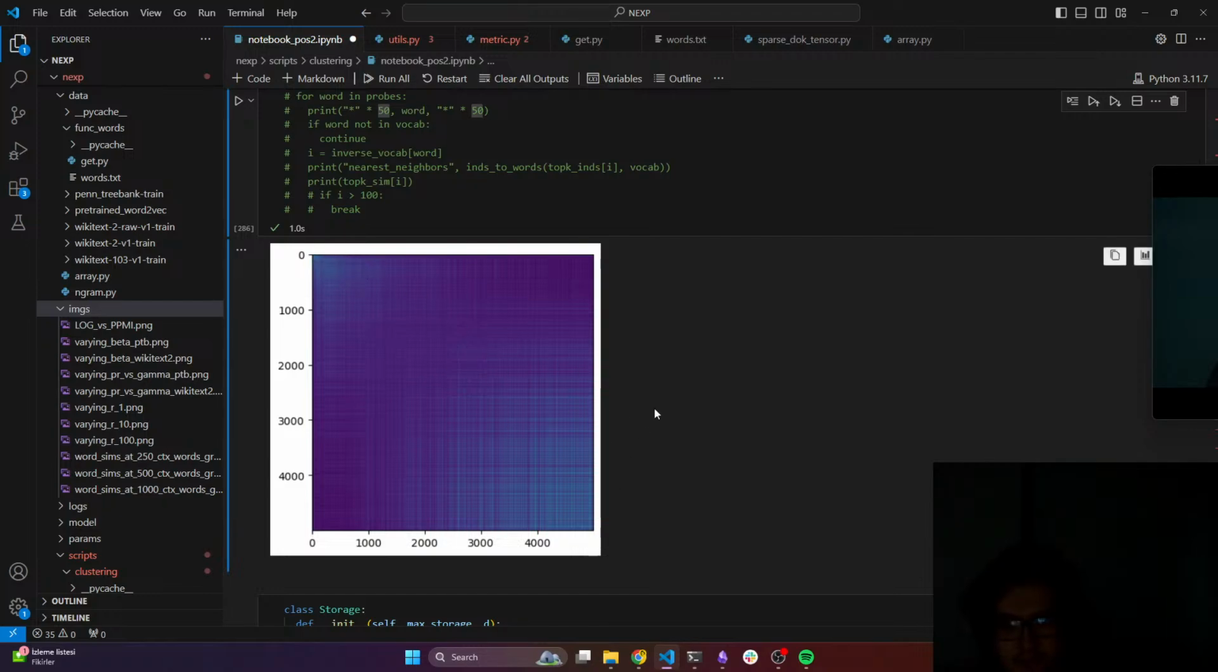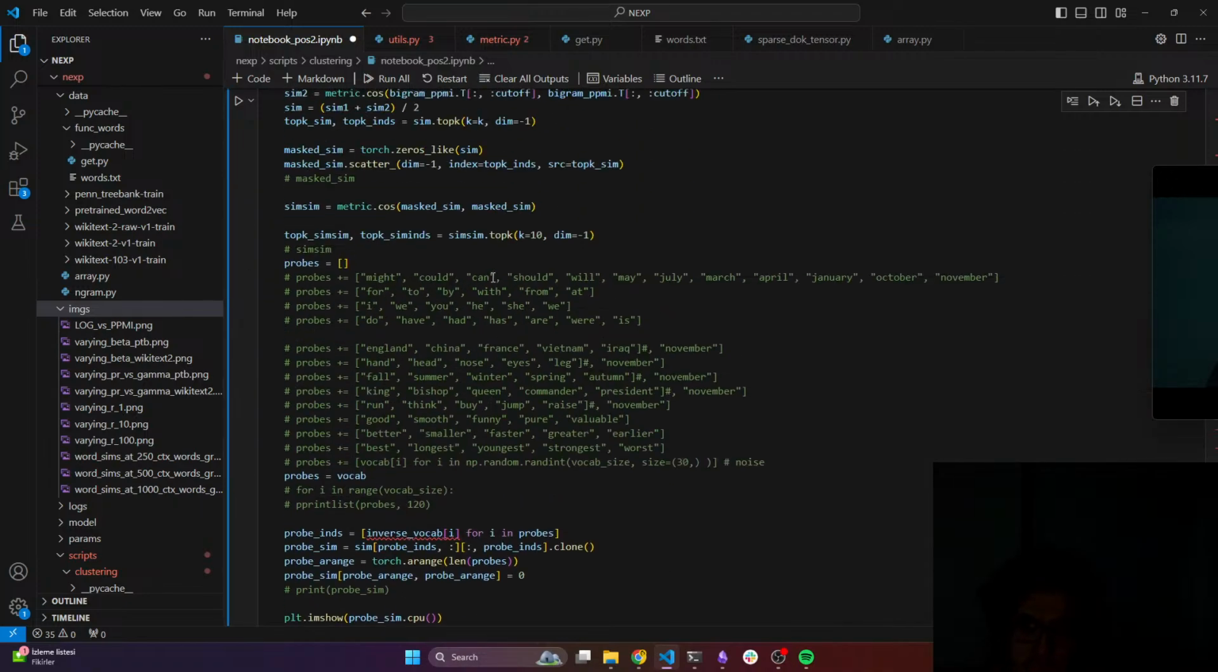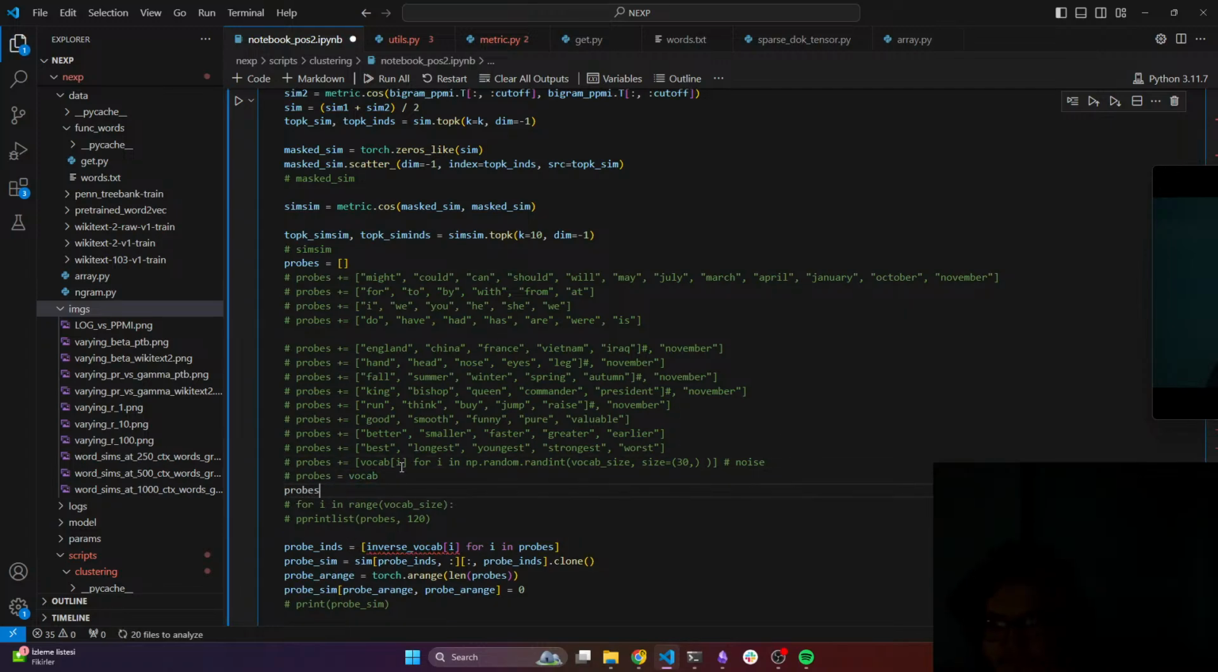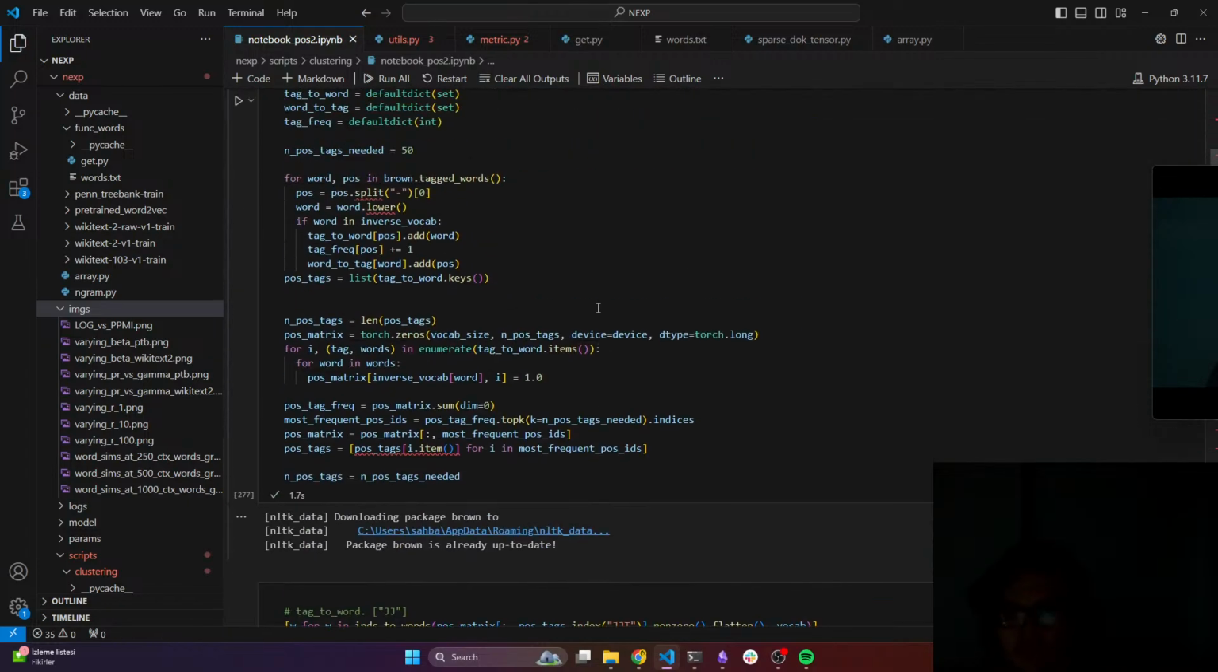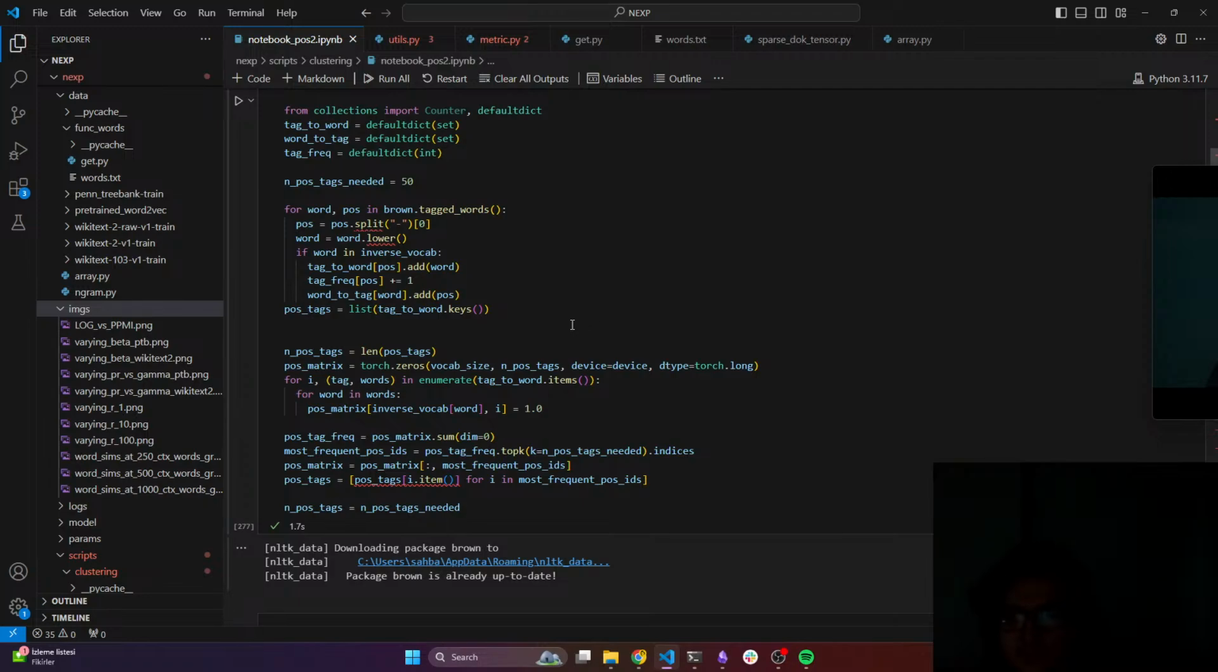So much less words. I have this distribution of function words and other words. And let's look at the... You could also do this, right? Probes equals tag to word. It has top 30.